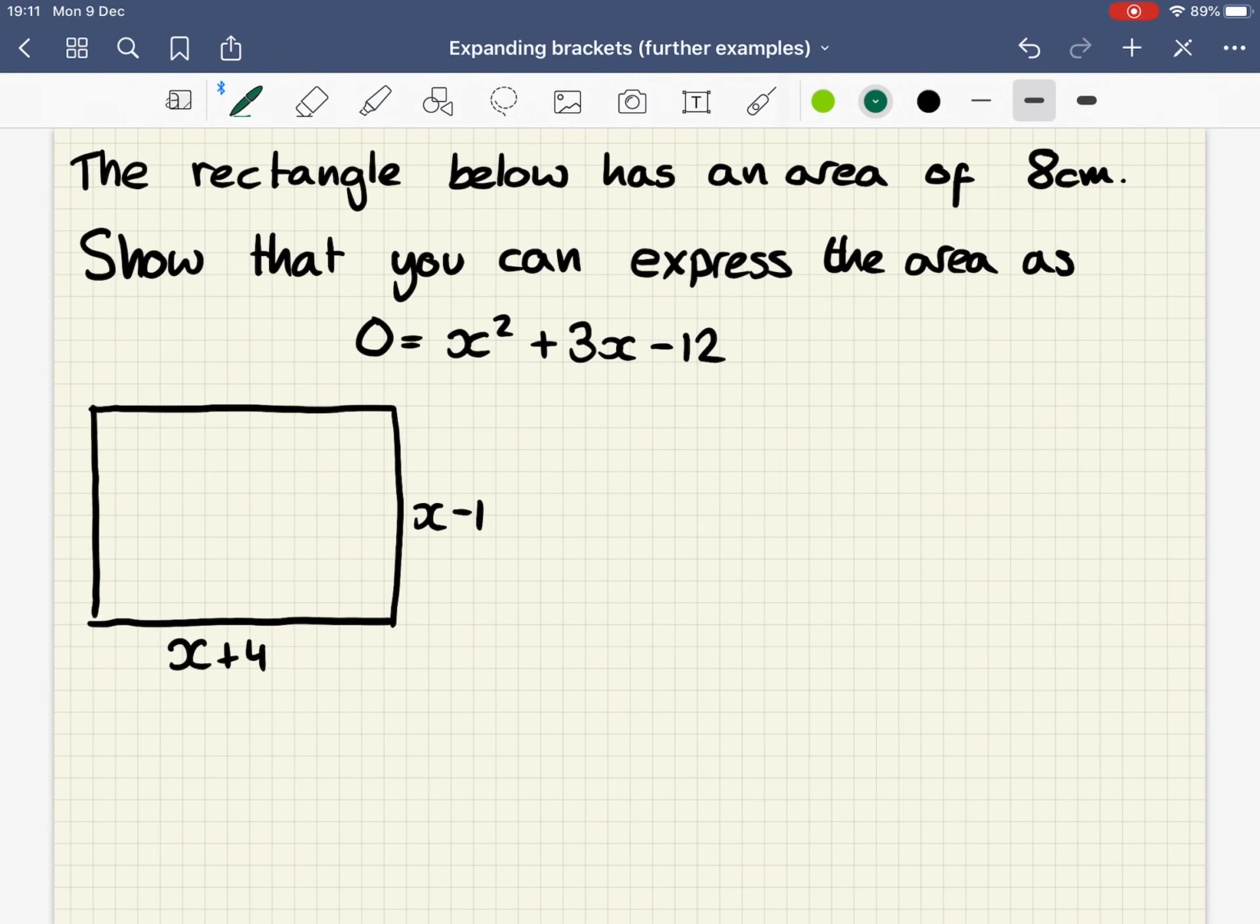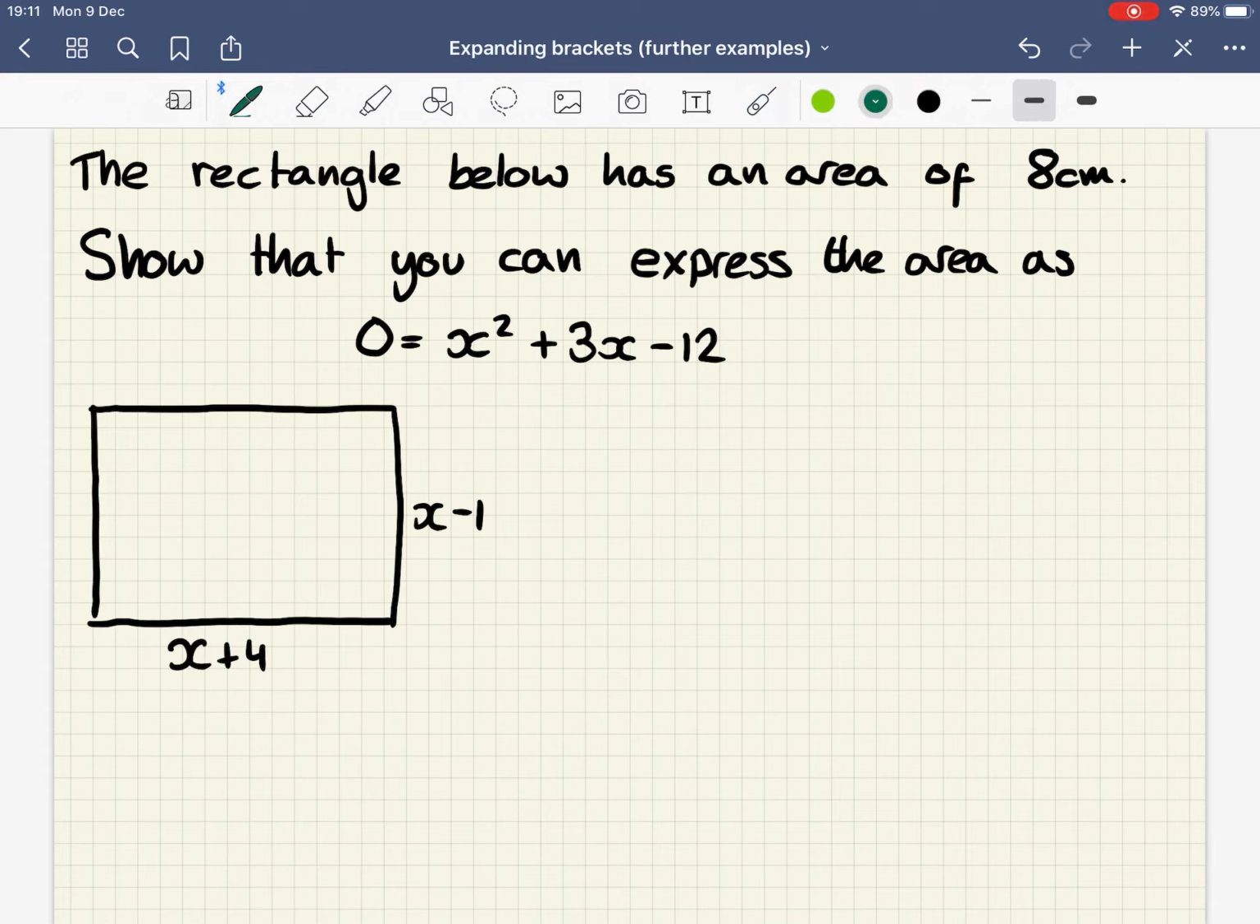Okay, so the last one then. We've got the rectangle below has an area of 8 centimeters. Show that you can express the area as 0 equals x squared plus 3x minus 12. So the great thing about these questions that ask you to show is that as long as you feasibly can get to this answer, you know you've got all the marks correct.